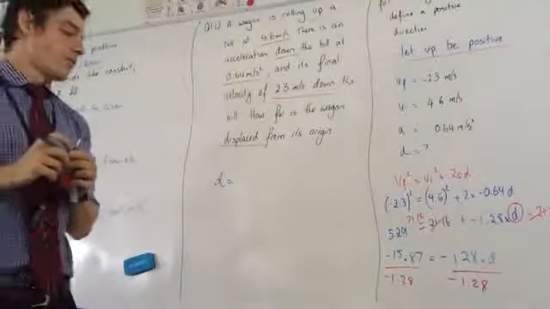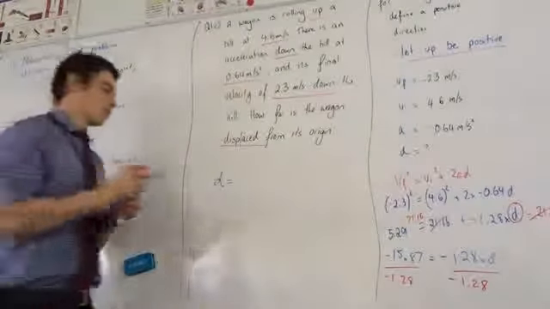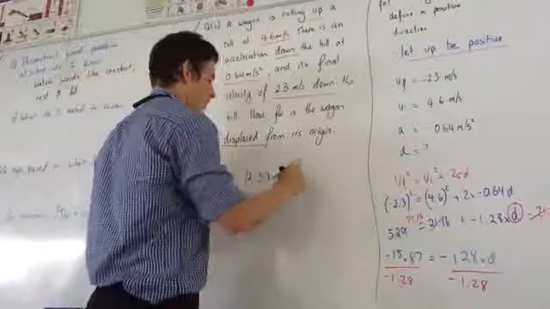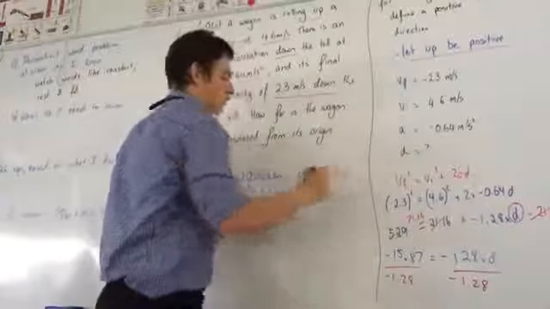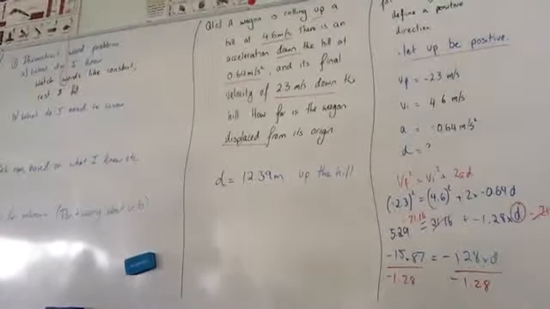I think you've done it wrong. Maybe check the decimal place. 12.39. 12.39 meters up the hill. And I know that it's up the hill because my value is positive.